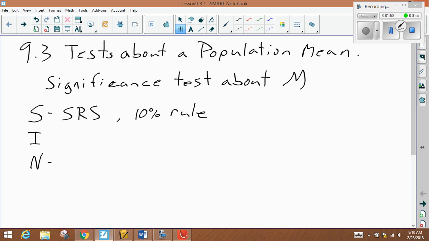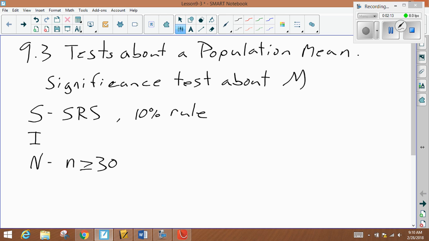With the proportion, we had to check that N times P was greater than or equal to 10, and that N times 1 minus P was greater than or equal to 10. If you get this going on, you're pretty golden. You can say sample size is large enough. Just assume that it's normal.